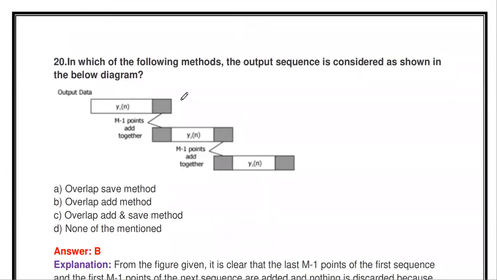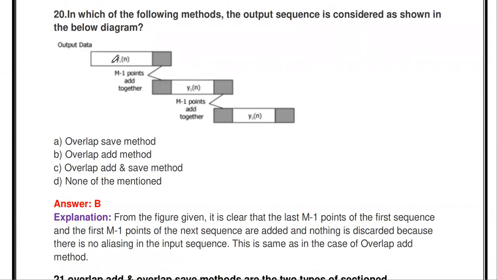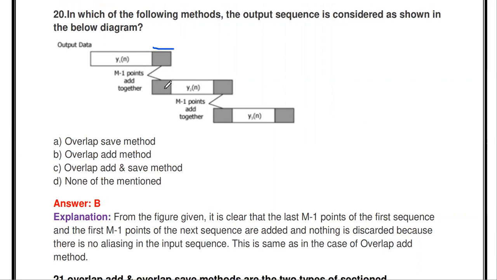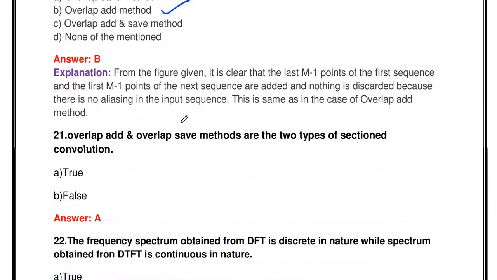The next one: in which of the following methods is the output sequence considered? So you see the output data, this is y1, y2, y3. Here you see the m-1 points are added together. That is, the last m-1 points of the first output are merged with the first m-1 data of y2. So here these two data are added together. This method is called the overlap add method. We are overlapping the sectioned outputs and adding them. This is the overlap add method.